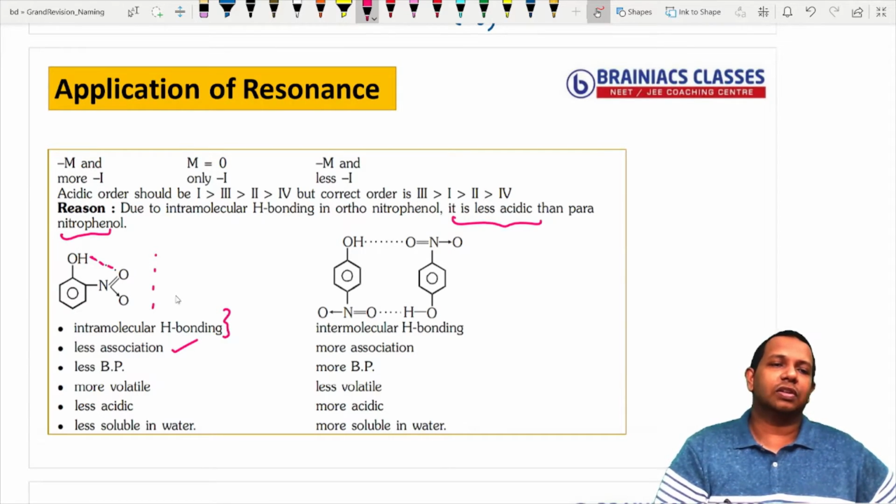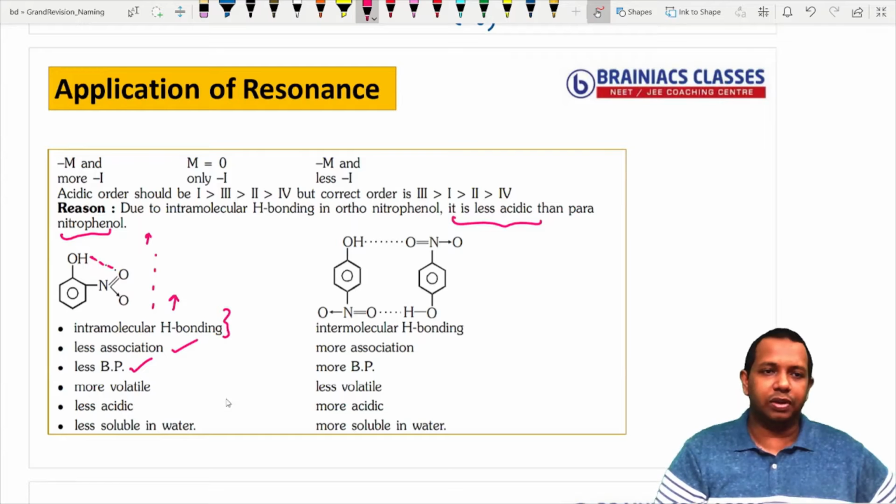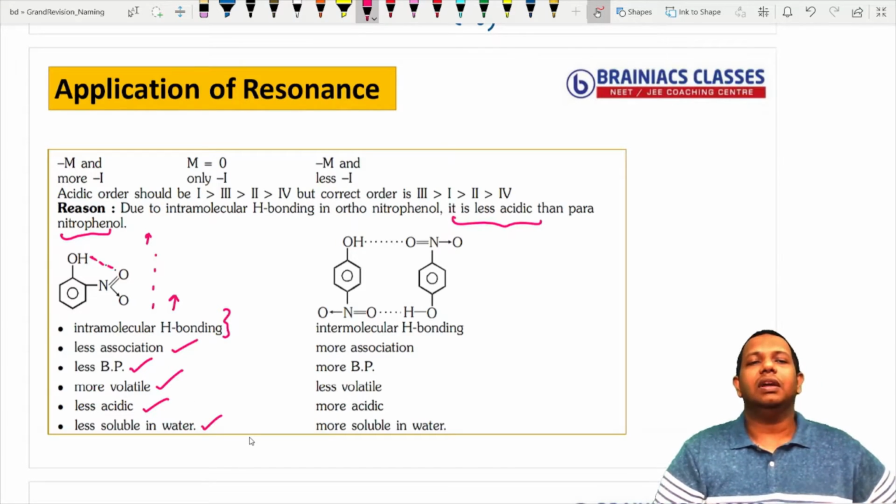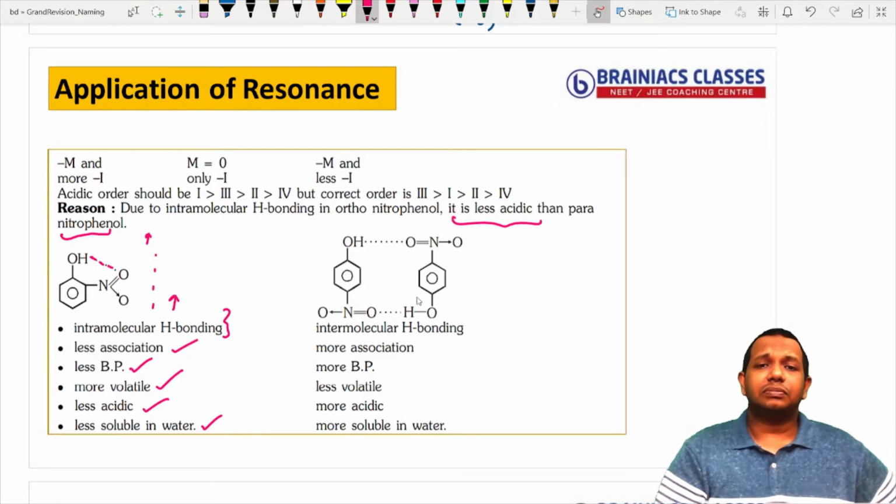Because of less association, you can give a little amount of heat, and it will enter into vapor state very fast. So we can say it has a very low boiling point. Okay, you don't want to give more amount of heat. It is more volatile because by giving small heat, it will go to vapor state. And it is less acidic and less soluble in water. Okay. Why? Because of intramolecular hydrogen bonding.